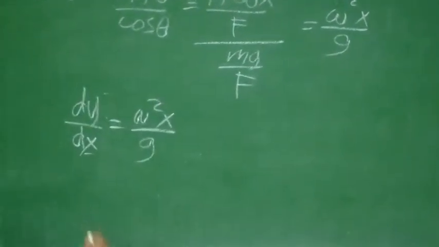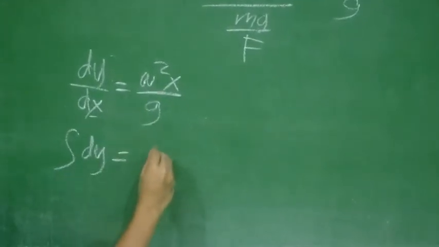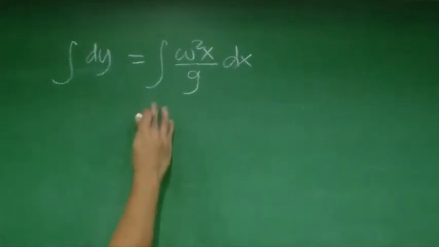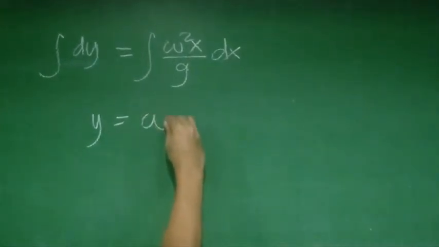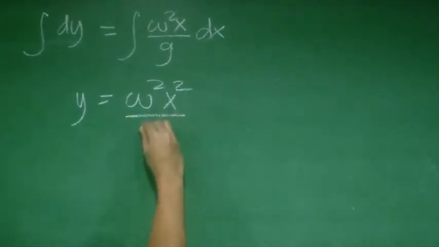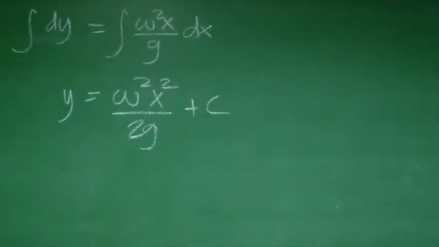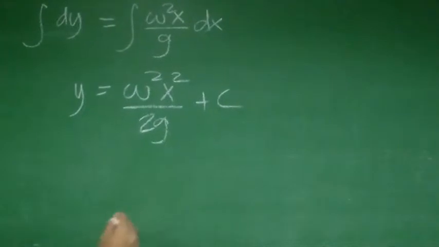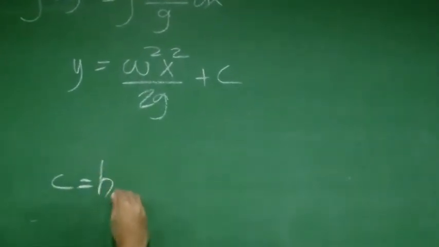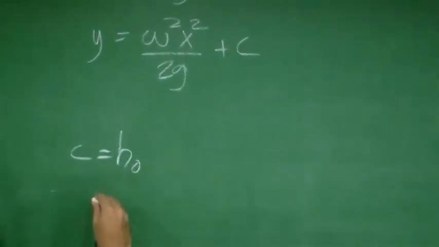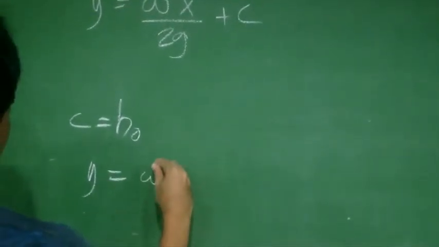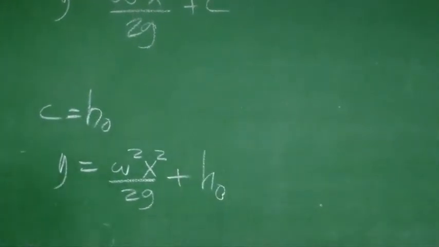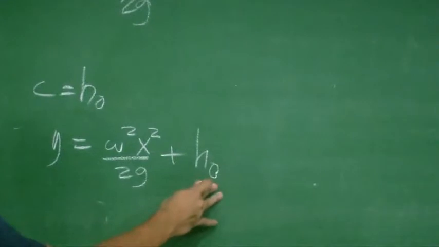a separable equation. We have the integration of dy, the integration of omega squared x over g dx. So we have y is equal to omega squared x squared over 2g plus c. The equation of the free surface is a paraboloid of revolution with vertex on the axis at y equals c. So taking the reference point, c equals ho. So we have y is equal to omega squared x squared over 2g plus ho. So our target now is to find this ho.